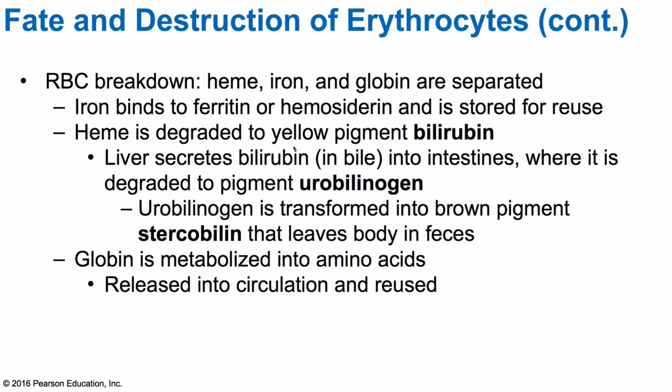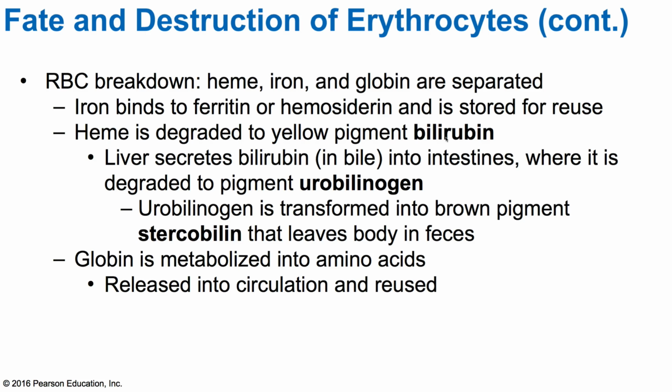Now, the other thing that's going to happen is that the heme is going to get broken down into something called biliverdin. Now, your book doesn't have it listed here, but it should. So it gets converted into biliverdin. Biliverdin then will get converted into bilirubin. And bilirubin has this yellow color to it. It has this yellow pigment to it.